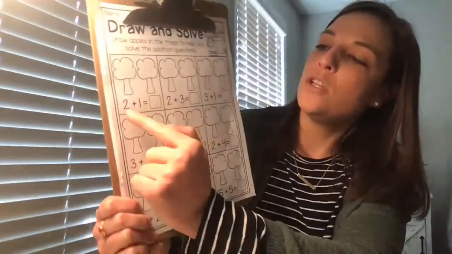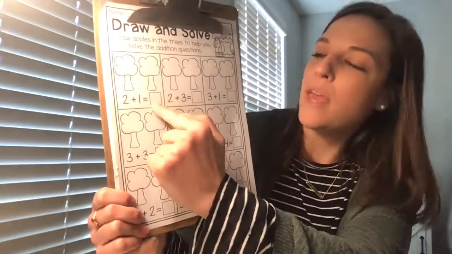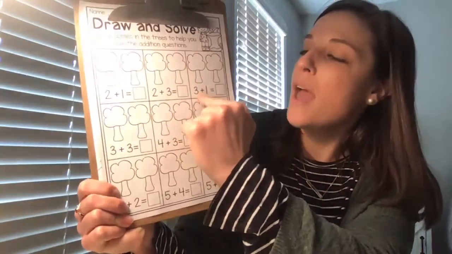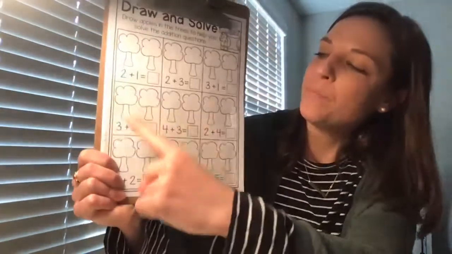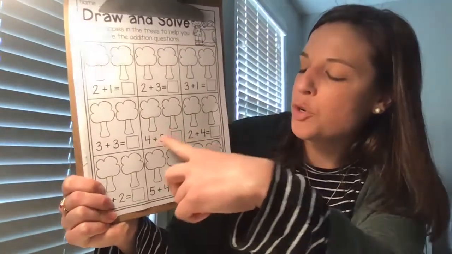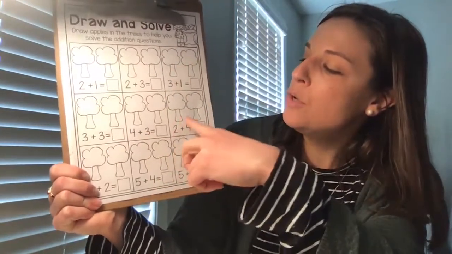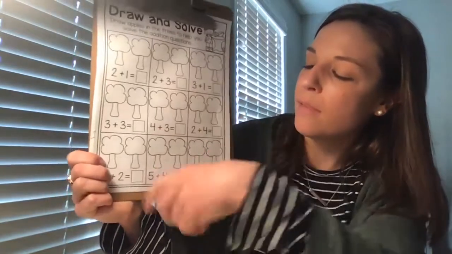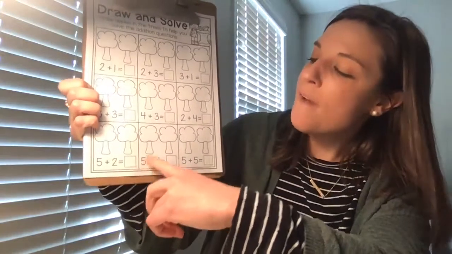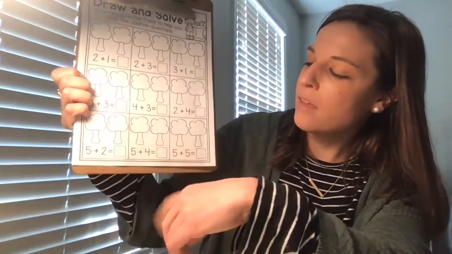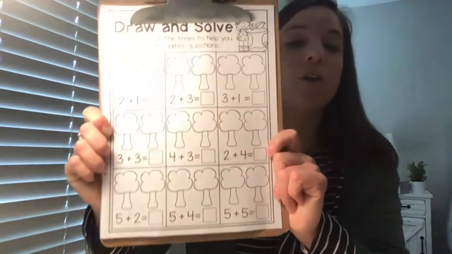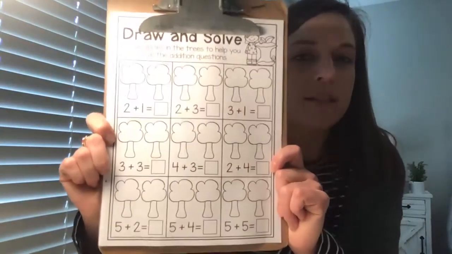So we have 2 add 1 equals blank. 2 add 3 equals blank. 3 add 1 equals blank. 3 add 3 equals blank. 4 add 3 equals blank. 2 add 4 equals blank. 5 add 2 equals blank. 5 add 4 equals blank. 5 add 5 equals blank. All right, great job practicing reading your addition sentences.